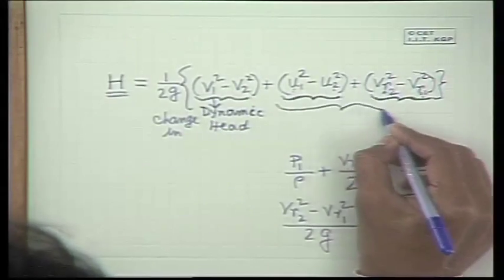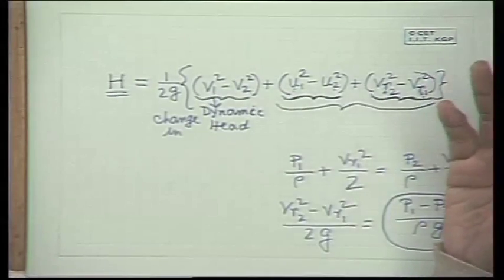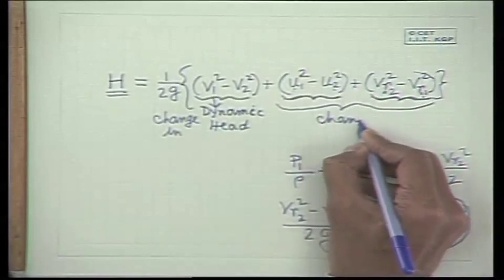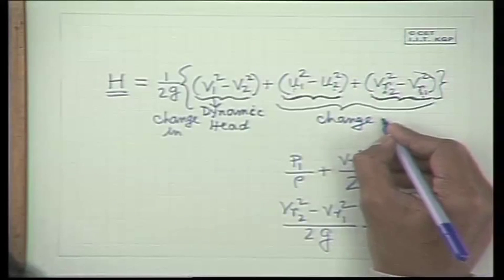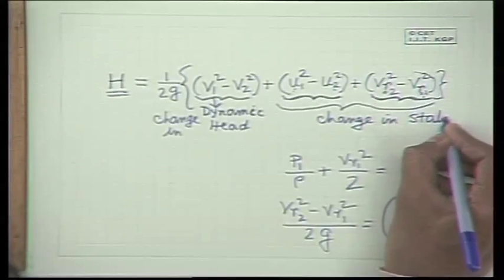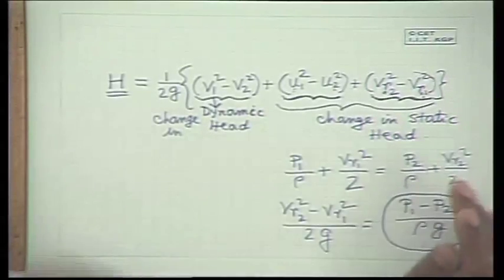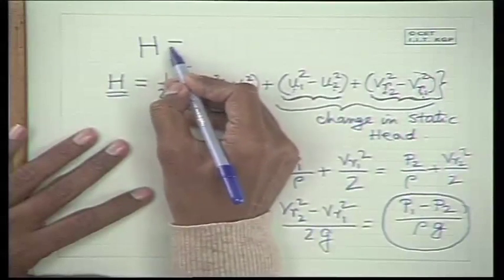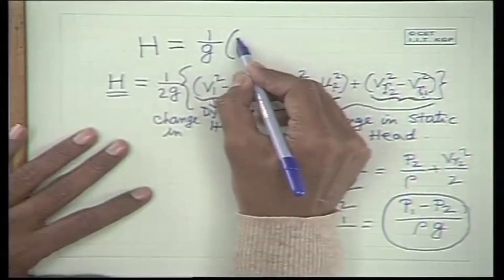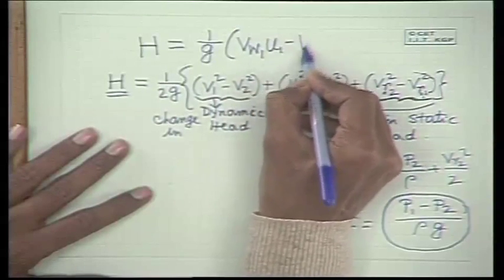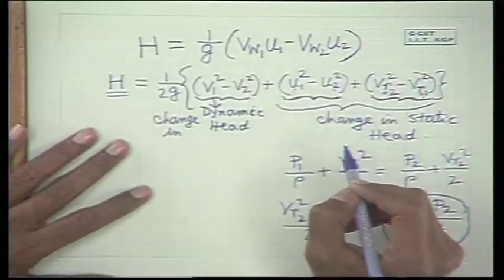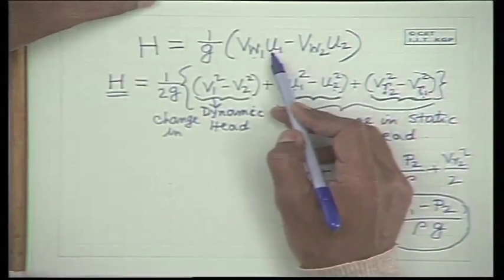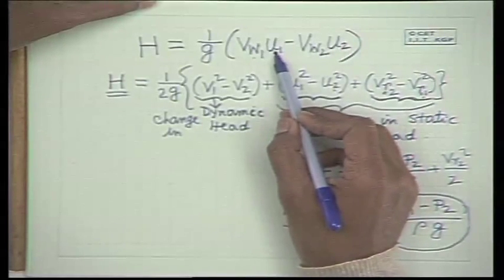Now we can tell that both of these two terms contribute in the energy transfer of the fluid machines in terms of the static head, that means the pressure energy of the fluid. So they are called the change in static head. So today we conclude that the general expression for the head transferred to the turbomachines by the fluid is given by (1/g)(VW1 U1 minus VW2 U2). This is known as Euler's equation, where VW1 and VW2 are the whirling or tangential components of velocities of the fluid at inlet and outlet, and U1 and U2 are the tangential velocities of the rotor at inlet and outlet.